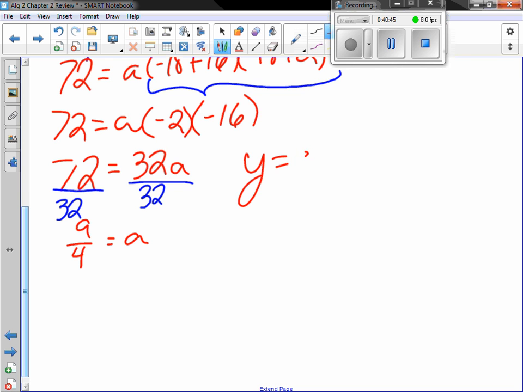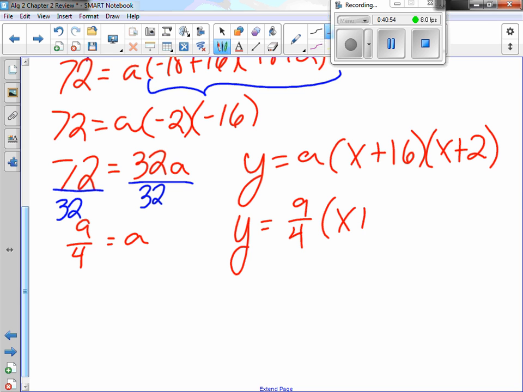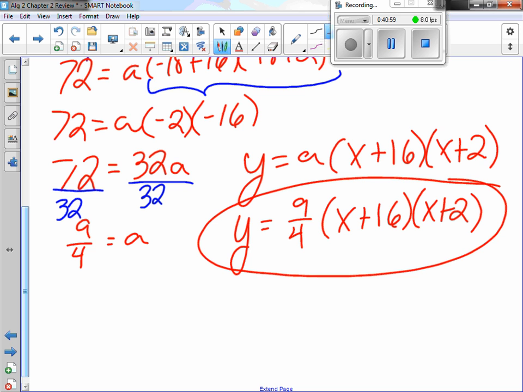And our original equation is y equals a times x plus 16 times x plus 2. And now that we found the value of a, it's going to be 9/4 times x plus 16 times x plus 2, and that's our equation. So it's very similar. Hopefully you notice the similarity between the one we did before this one and this one here are almost the exact same. It's just we have a different formula that we're using for each one.